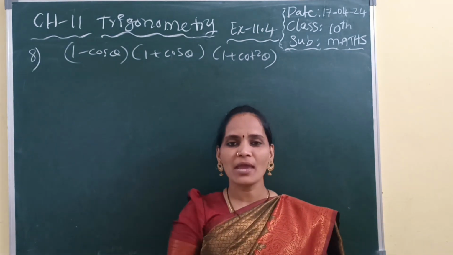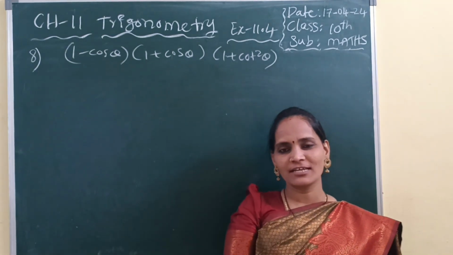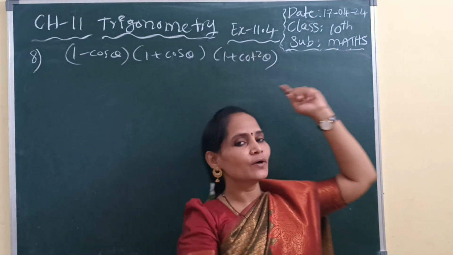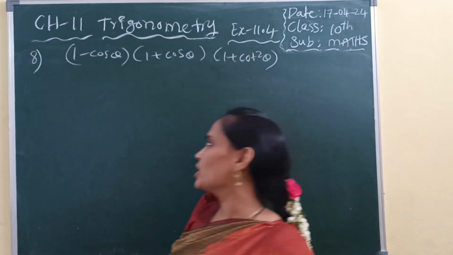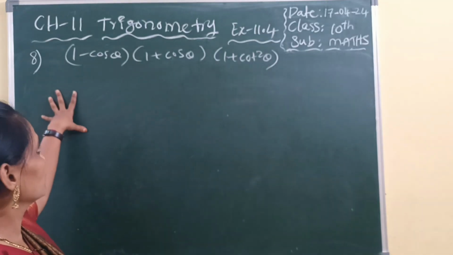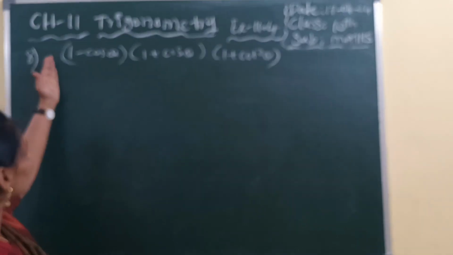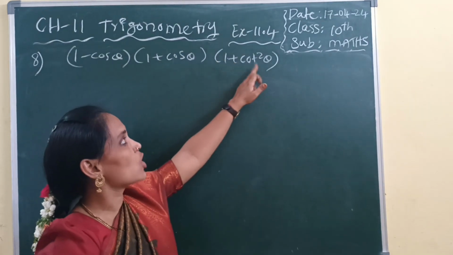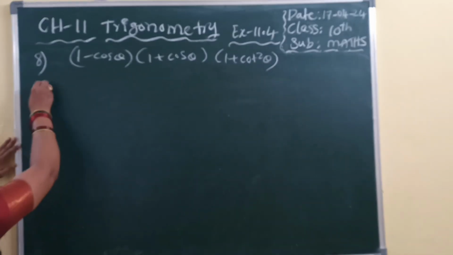In this video, I am going to explain trigonometry, 10th class maths, exercise 11.4. In the next, 8th question, I am going to explain how to solve this question. The question is: simplify (1 minus cos theta) into (1 plus cos theta) into (1 plus cot square theta). How to simplify? Let us see.